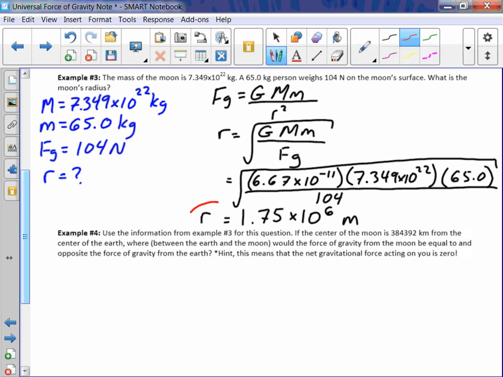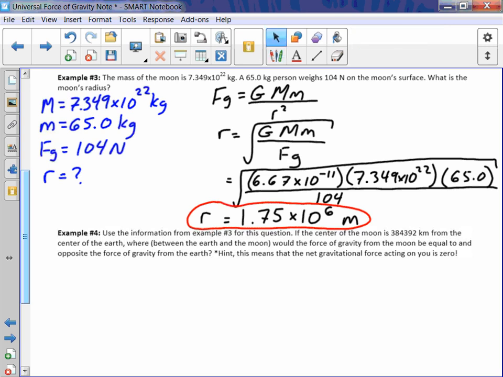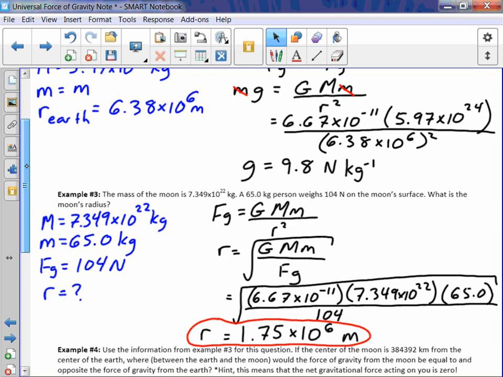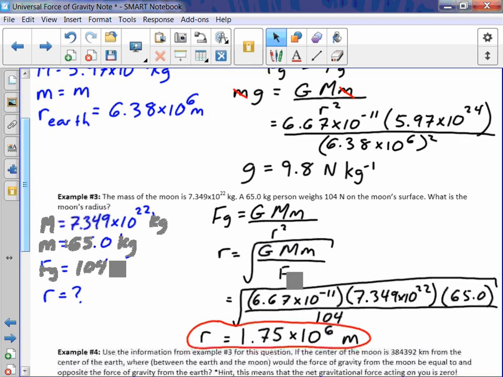How did I mess that up? Oh, it's negative 11. Now compare that to the Earth. The force is so tiny here. So the Earth is about 3.6 times the radius of the Moon.